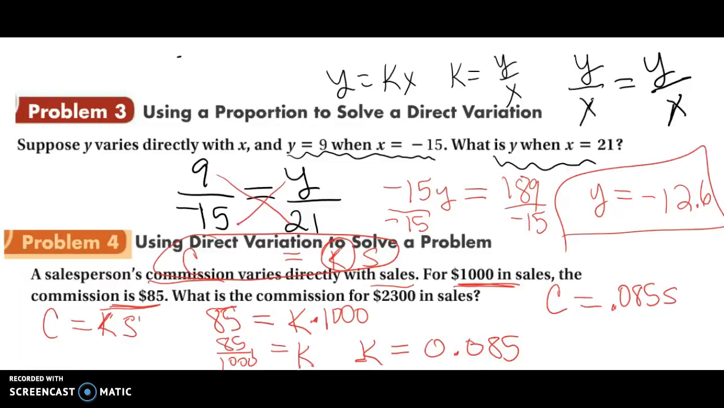So now we can actually solve. If I sell $2,300 in sales, how much commission will I make? So you can now plug in the 2,300 for the S. Compute that on a calculator, and we'll get a commission value of $195.50. Please list any questions you still have.